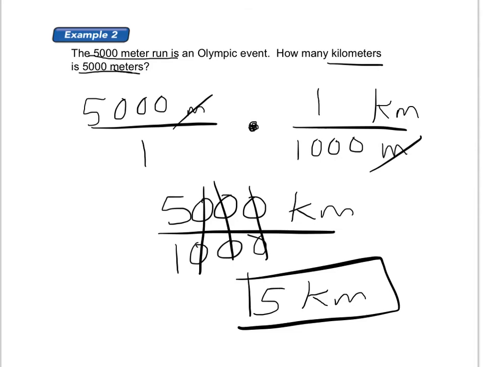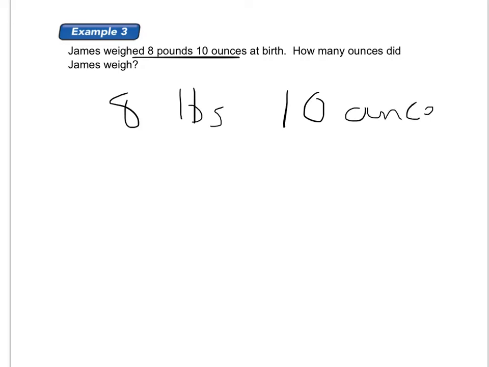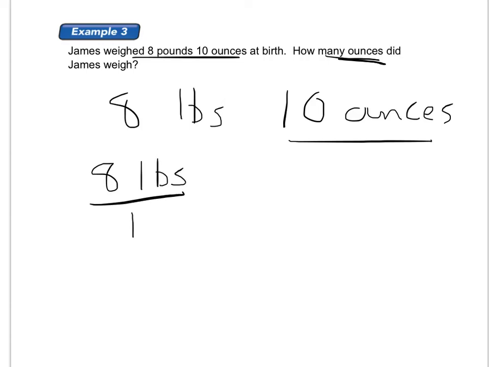Alright, let's keep on moving. This is our last example here. James weighed 8 pounds 10 ounces at birth. How many ounces did James weigh? Well, I know he weighs 8 pounds. This is the abbreviation for pounds. And then 10 ounces. And I want to know how many ounces did James weigh. If I look here, this is already in ounces. So all I need to do is convert the 8 pounds into ounces. So I'm going to put my 8 pounds over 1, and I'm converting that.